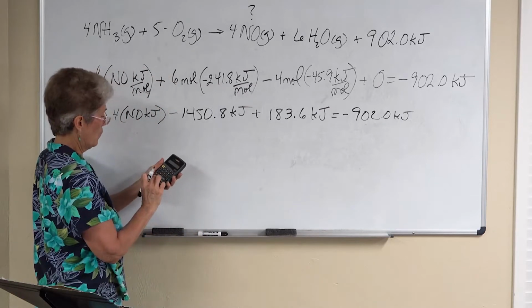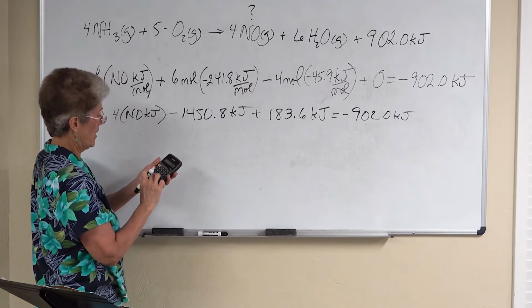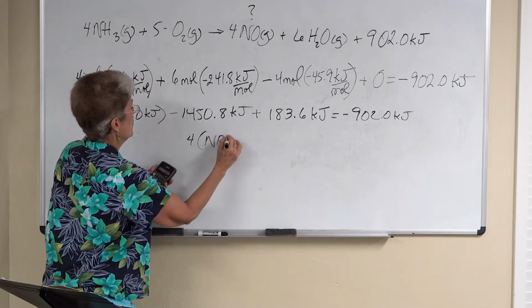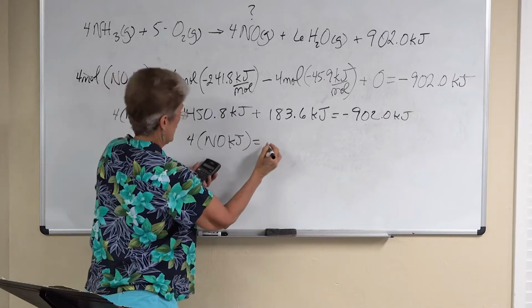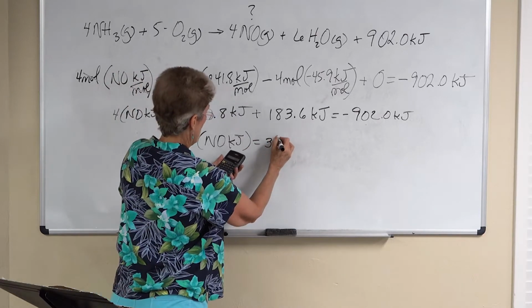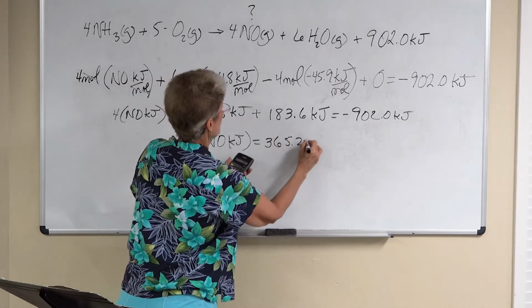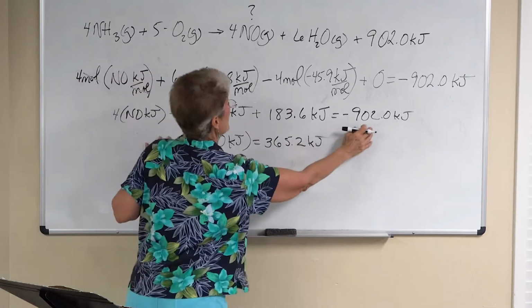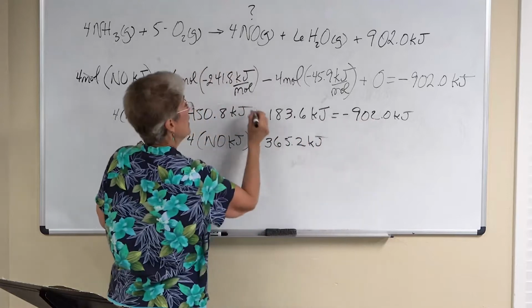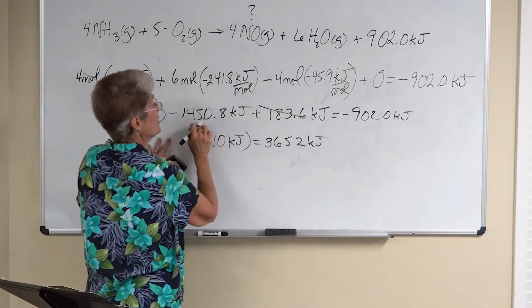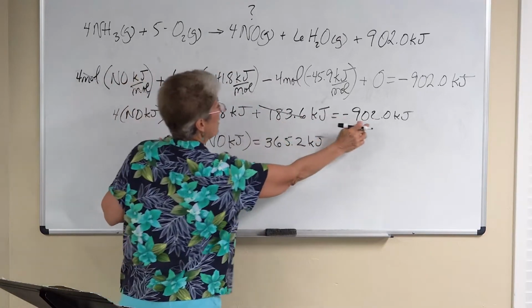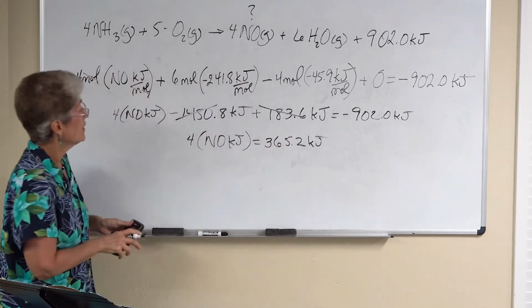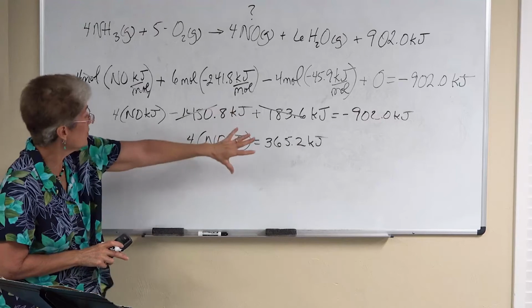plus 1450.8. So that is 4 NO kilojoules equals 365.2 kilojoules. And where did I get that? I just took this and added this to both sides, so that got rid of this. And I subtracted that from that side and I added this to that side, and this is what I got. So far I've just shifted the numbers over there.